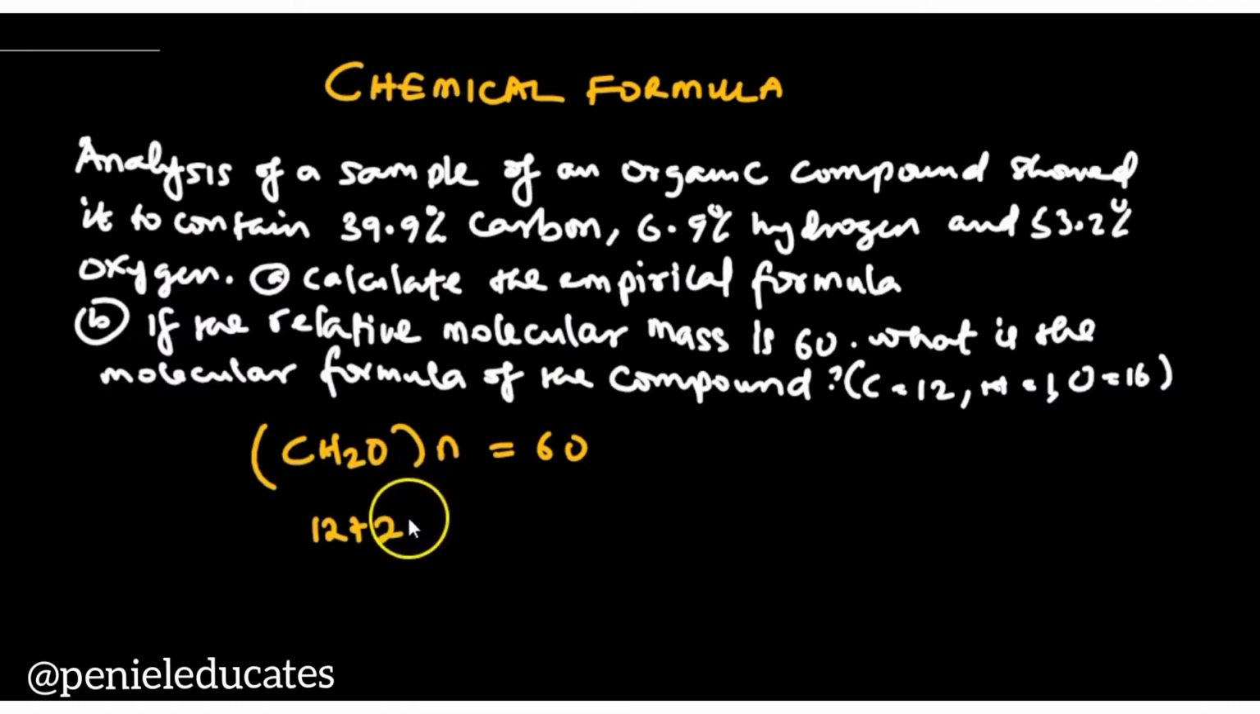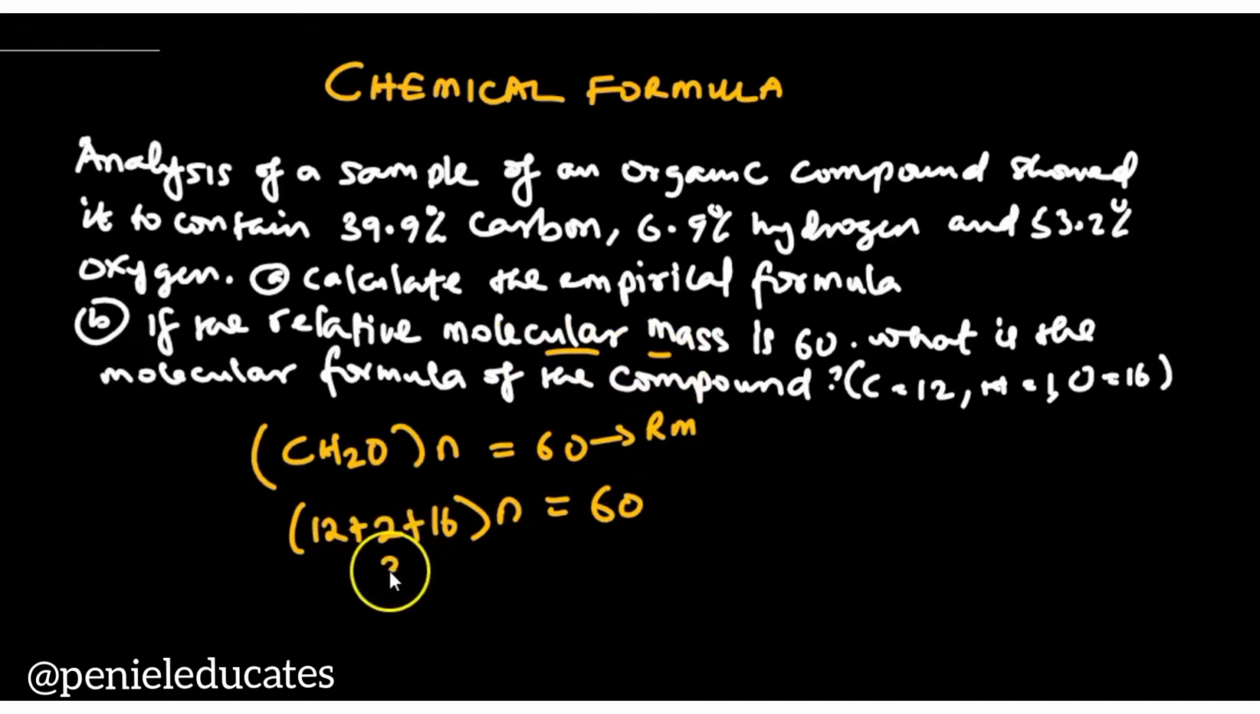Oxygen is 16. Everything into N, which is out of 60, the relative molecular mass that was given to us from the calculation. Then if you add everything together, it's going to give you 30N equal to 60.